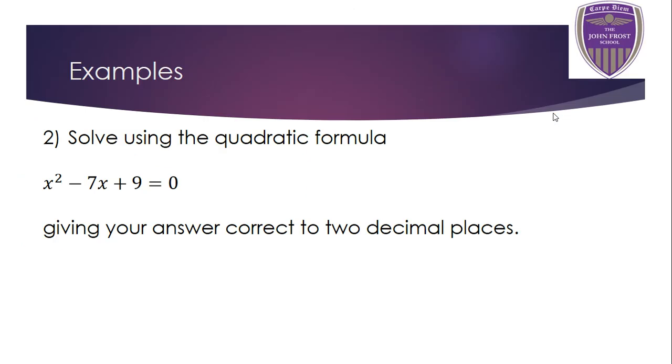So example 2 then. Perhaps pause the video and have a go, and then come back to me when you're ready. Okay, so x squared minus 7x plus 9 equals 0. In this case, A is 1. B this time is negative 7, you see? And C is positive 9, just 9.